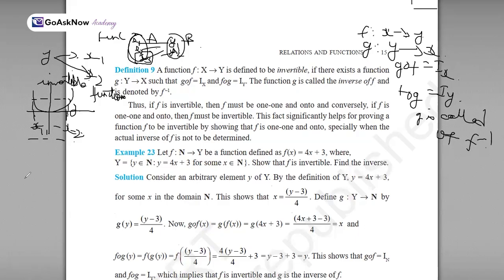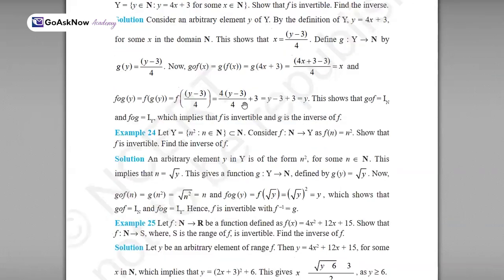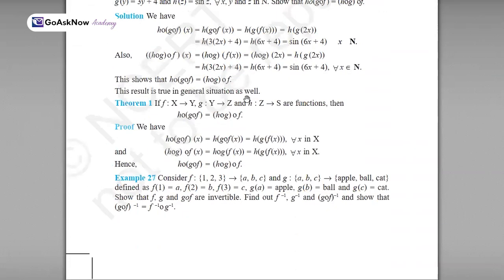So yes, I hope that you got whatever I told you in today's lecture. I covered the points like types of functions, what is a 1-1 function, what is a many-one function, what is an onto function, and what is an into function. So these points I covered today, and also I have taken some examples from your NCERT syllabus, and some questions also I have solved for you. In the next part, I will take some other examples and try to solve them for you.